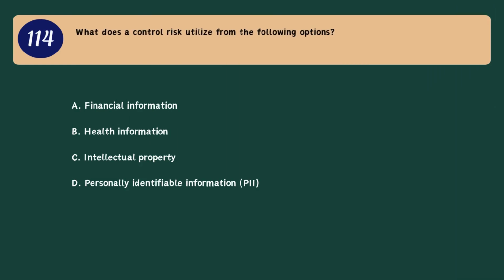Question 114. What does a control risk utilize from the following options? A. Financial information. B. Health information. C. Intellectual property. D. Personally identifiable information.